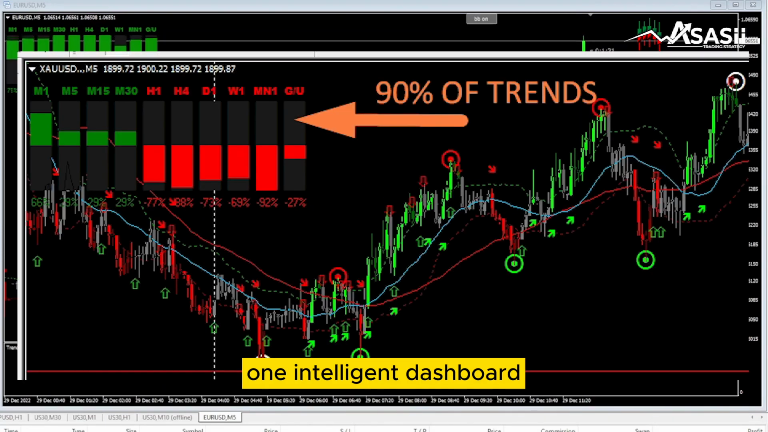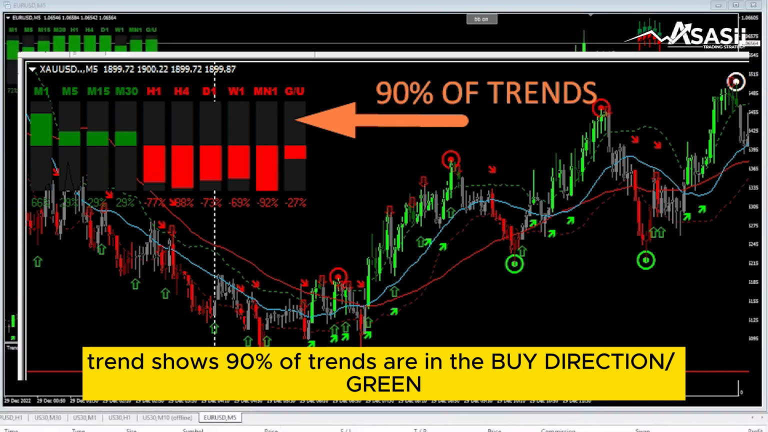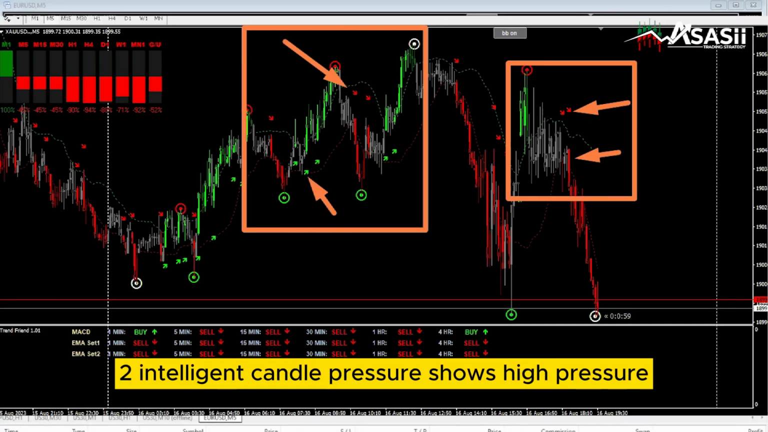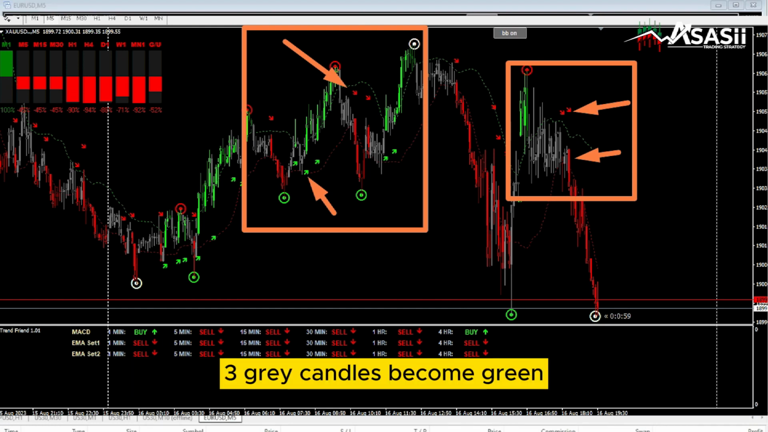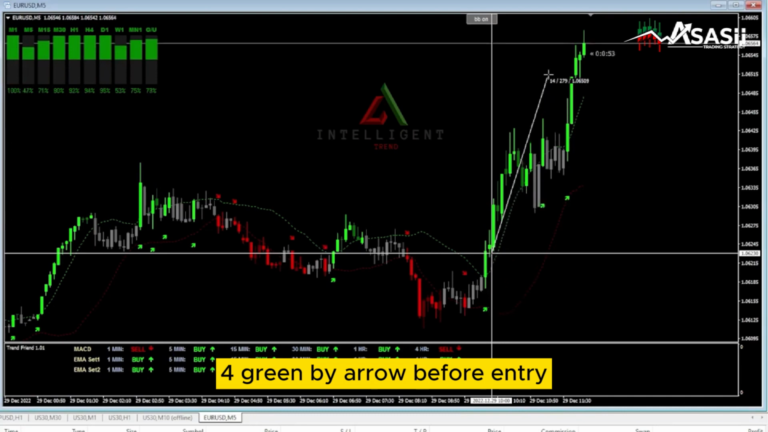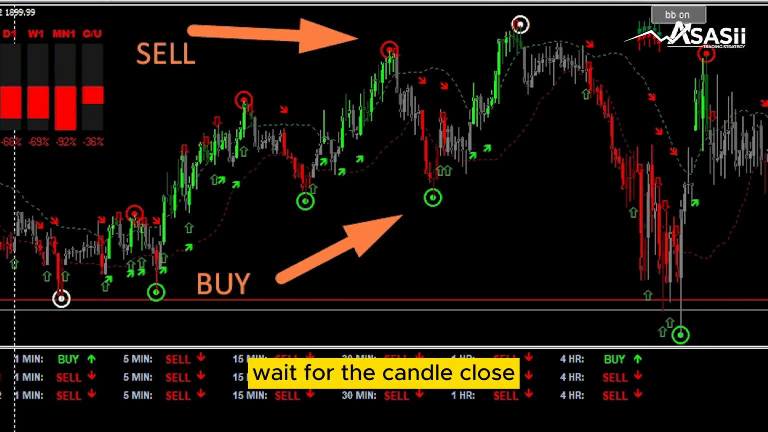1. Intelligent dashboard trend shows 90% of trends are in the buy direction. 2. Intelligent candle pressure shows high pressure. 3. Gray candles become green. 4. Green buy arrow. Before entry, wait for the candle close.